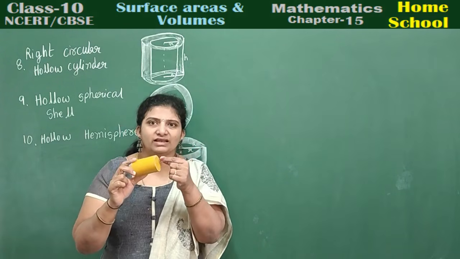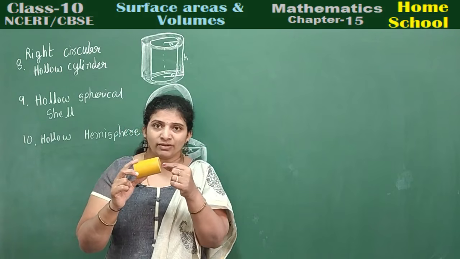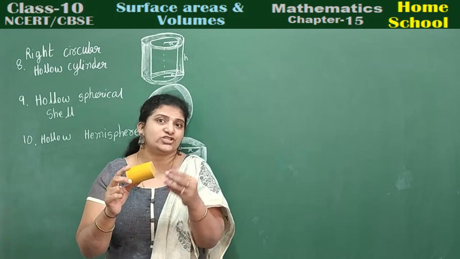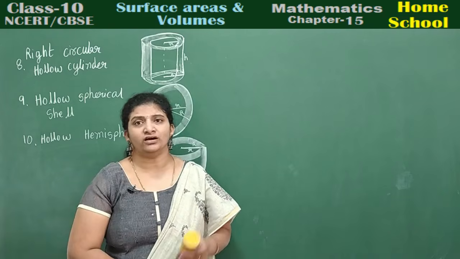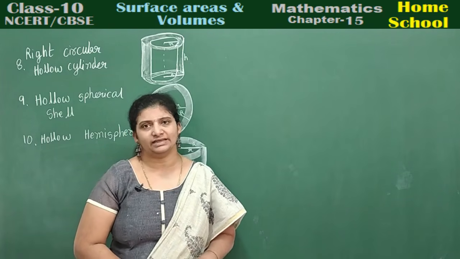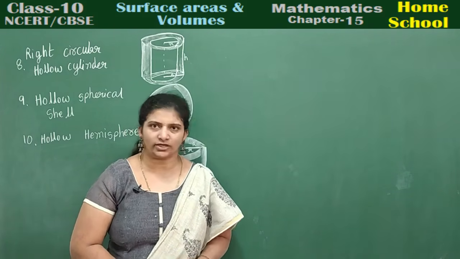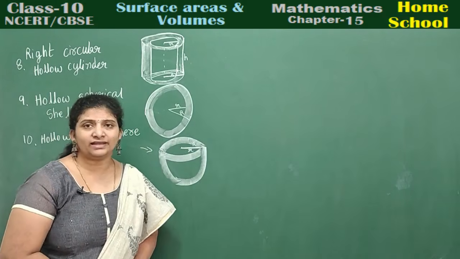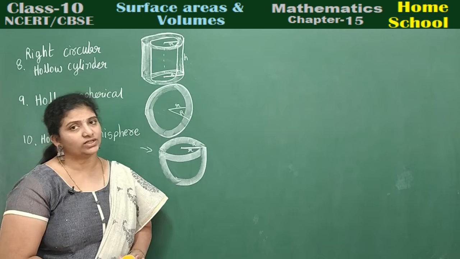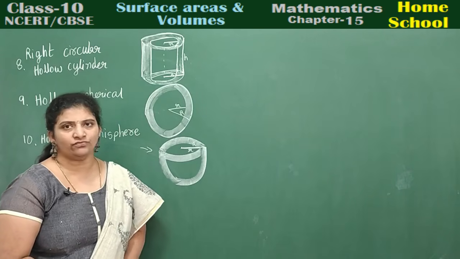There will be thickness here, and water will be flowing inside the hollow region. Right? That is an example of a right circular hollow cylinder. You can imagine water pipes. We need to calculate the curved surface area, total surface area and volume for this.